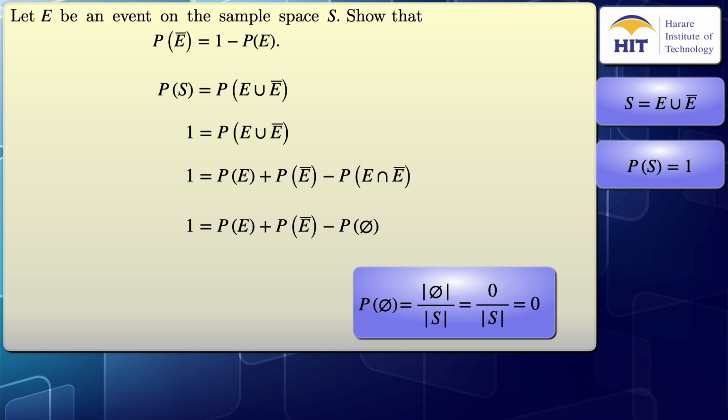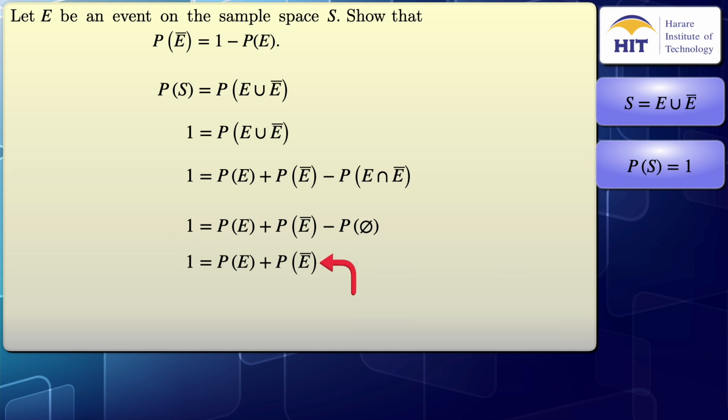So we have that this part here is a 0, so our equation becomes 1 is equal to probability of E plus probability of E complement. And then we just rearrange this equation, and we have probability of E complement is equal to 1 minus probability of E, which is what we were required to show.